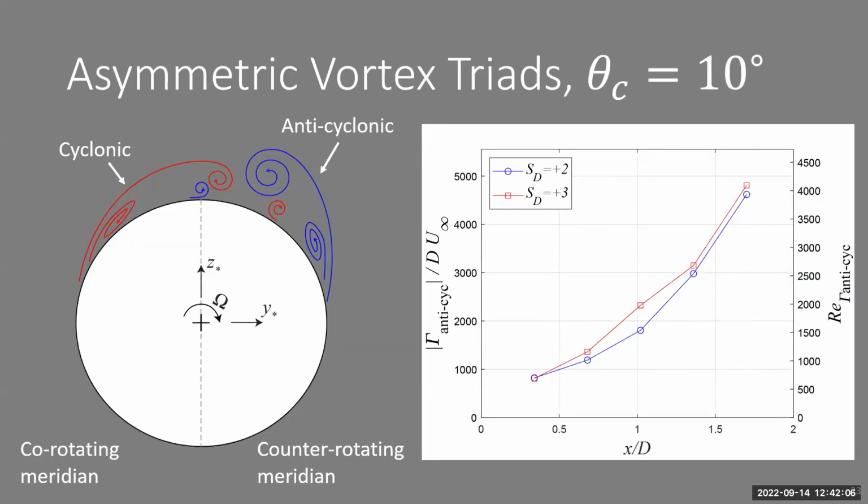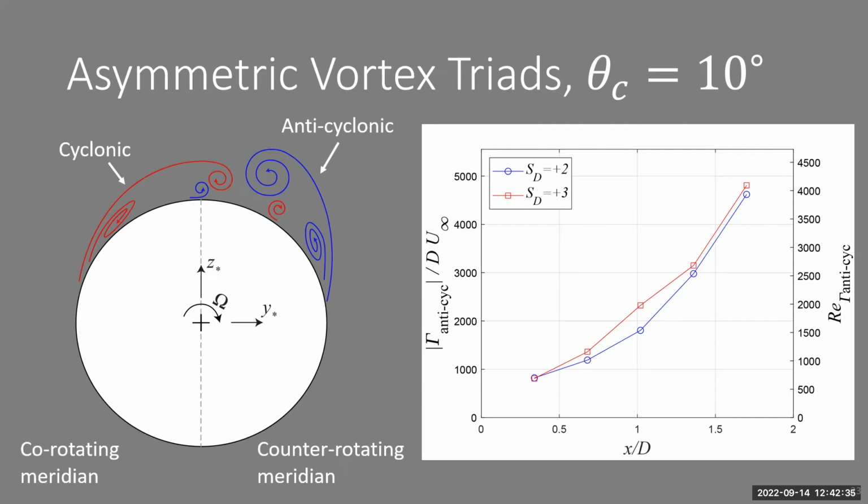So with this new behavior comes a new characterization, and I wanted to define some new terminology to help better discuss what I'm talking about here. I'm going to define the vortex triads that are forming in the co-rotating meridian as cyclonic vortices. I call them cyclonic because they're rotating in the same direction as the cone. And similarly, the anticyclonic vortices forming in the counter-rotating meridian are rotating in the opposite direction of the cone.